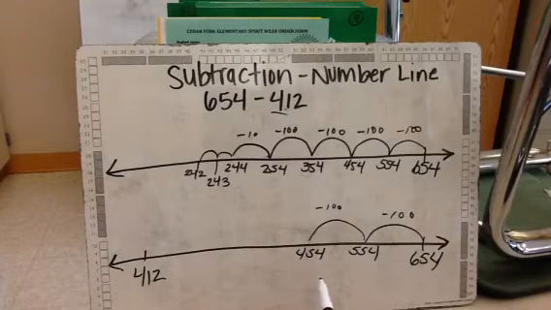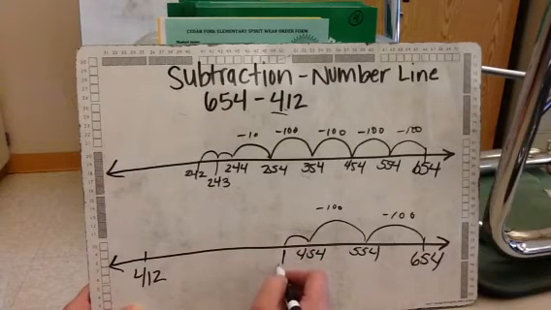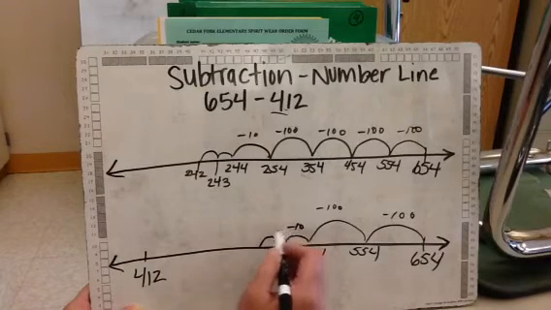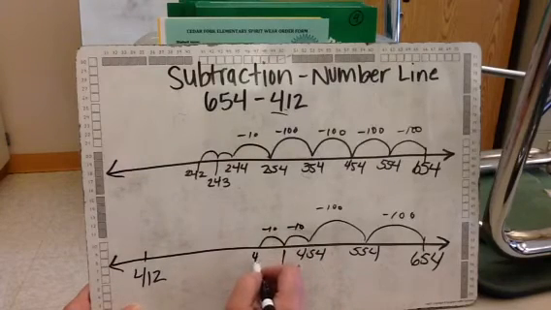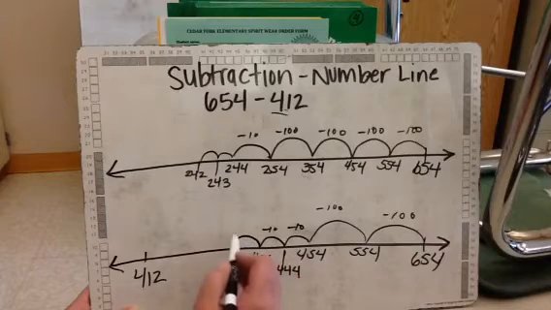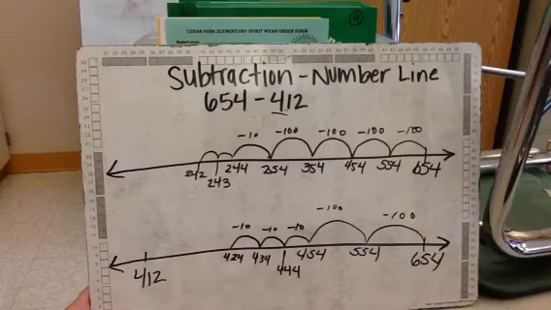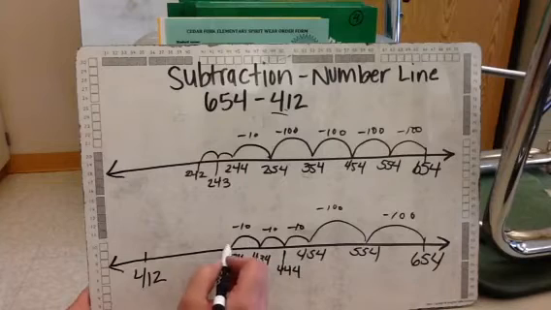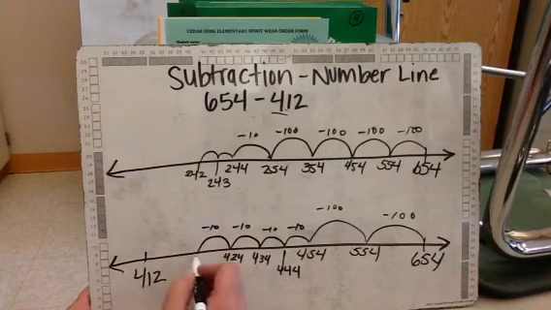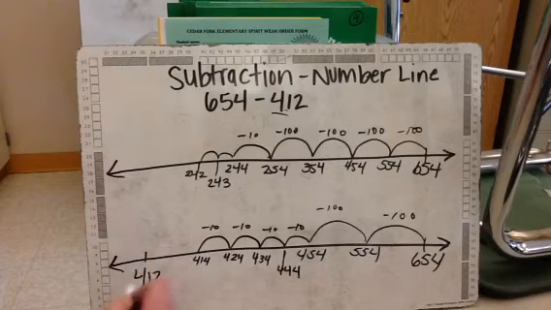So now I'm going to subtract 10s. So now I'm going to subtract a 10, and that's going to get me to 444. Subtract another 10. That's going to have me at 434. Subtract another 10, that would have me at 424. I'm getting really close. That's where I really have to be careful. If I subtract another 10, I'm at 414. If I subtract another 10, I'm at 404. I'm past where I want to be.